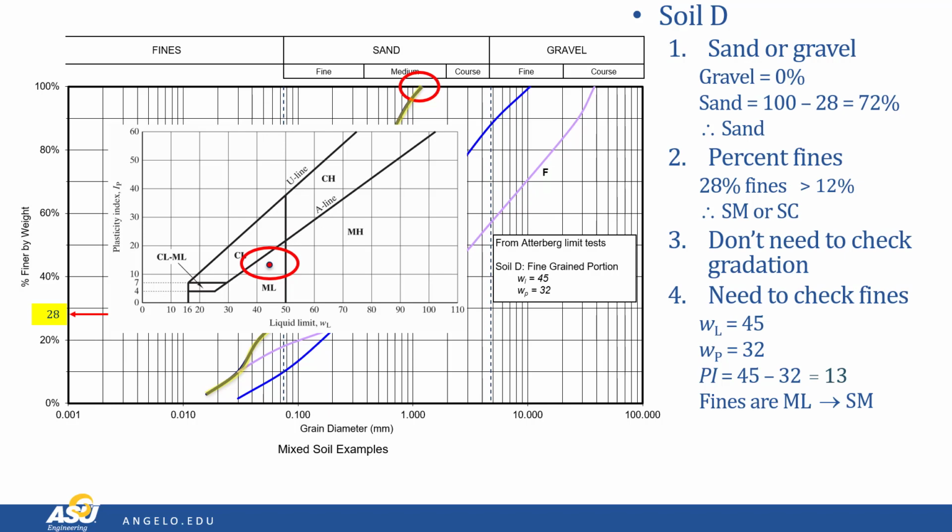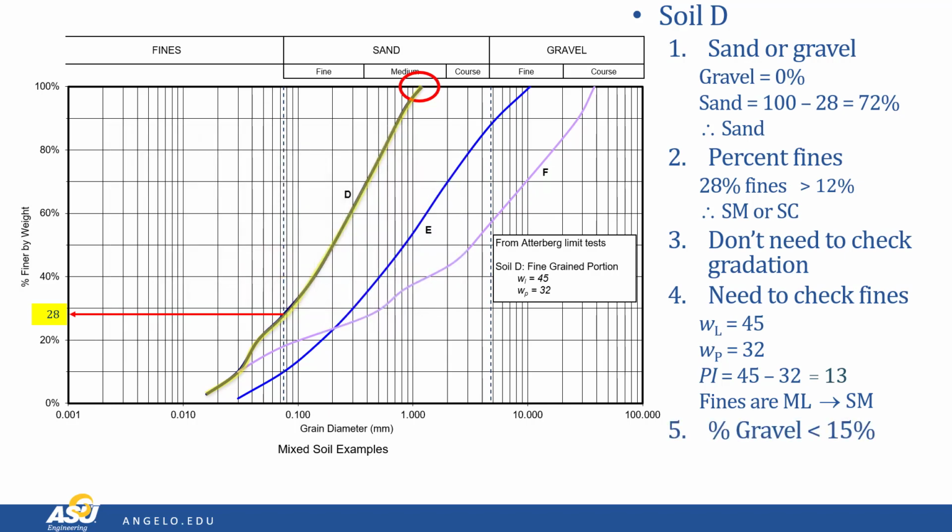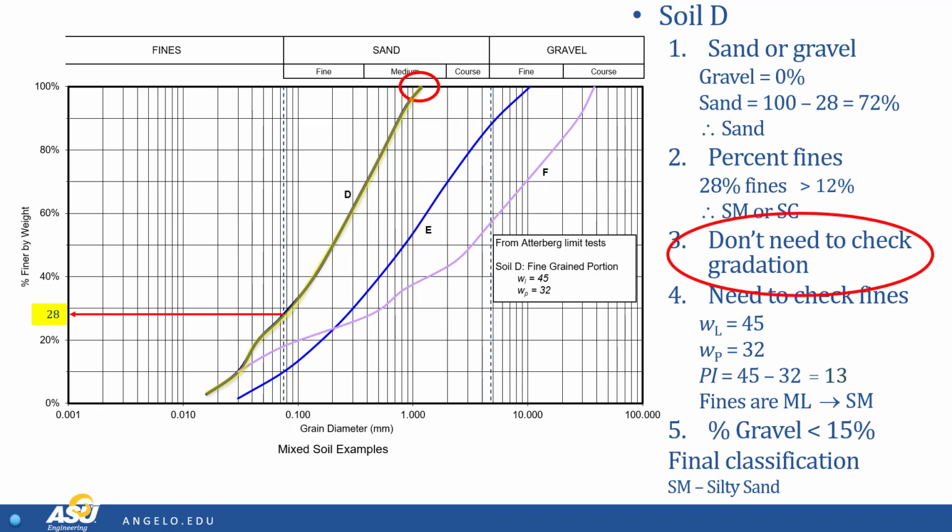The last step is to check the percent gravel, which is less than 15, and the soil classifies as SM, silty sand. Notice that we were able to skip the gradation check because of the large amount of fine material in this soil.